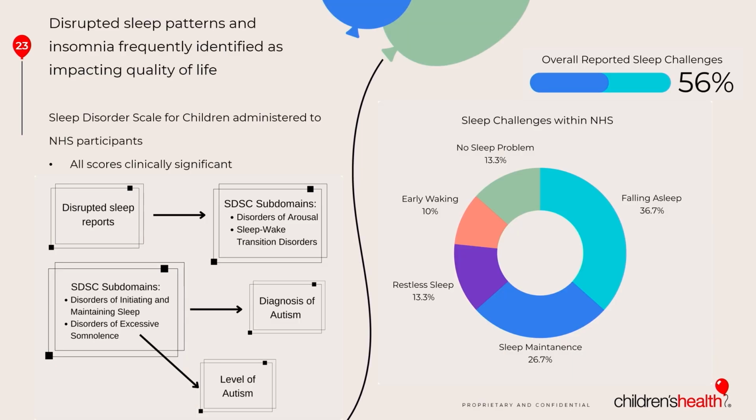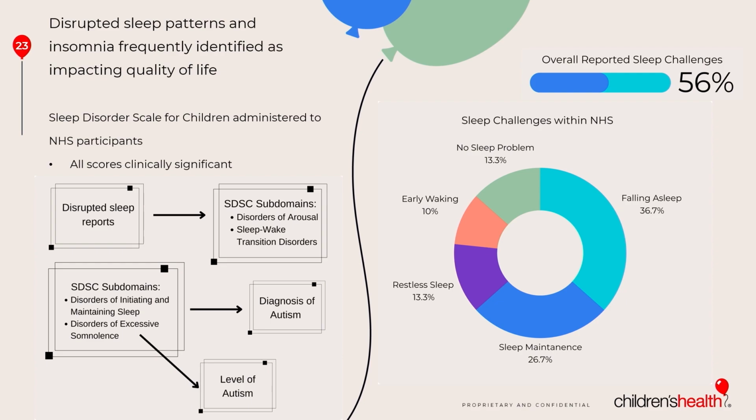Surprising no one, when no one in the house is getting any sleep, quality of life will suffer. In our natural history study group, the Sleep Disturbance Scale for Children was administered, and all participants scored over 39, which indicates clinically significant sleep problems. When caregivers reported disrupted sleep, this correlated to subdomains of the SDSC, namely disorders of arousal and sleep-wake transition disorders.